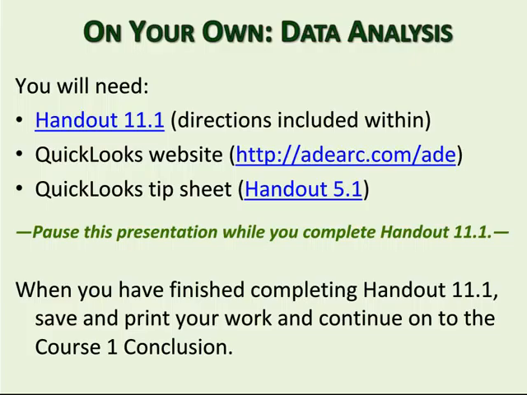Query data for different grade levels and subject areas available in the drop-down menu so that you will have sufficient data from which to draw conclusions about teaching and learning. As you look at the charts for your district, look for areas for improvement, areas you are doing well, and anything that is unexpected. Think about additional data that might be necessary to determine possible causes for any unexpected changes. Now, pause this presentation to complete Handout 11.1. When you are finished, save and print your work and return to this presentation window, where you will be guided to the Course 1 conclusion.